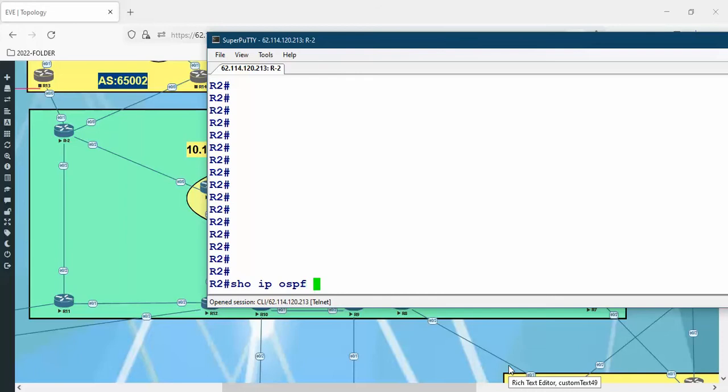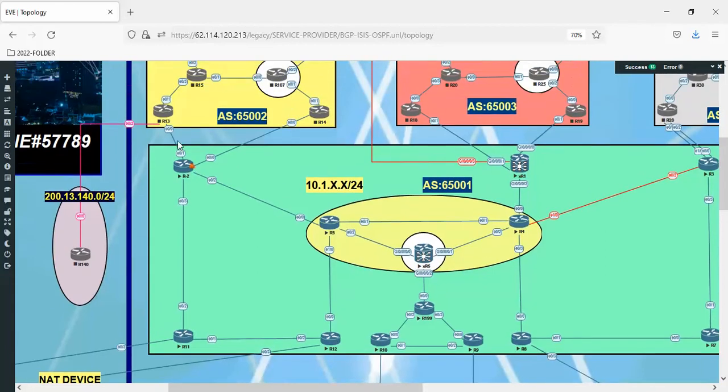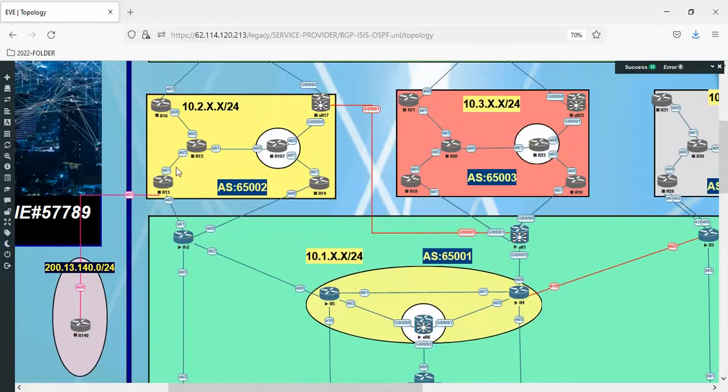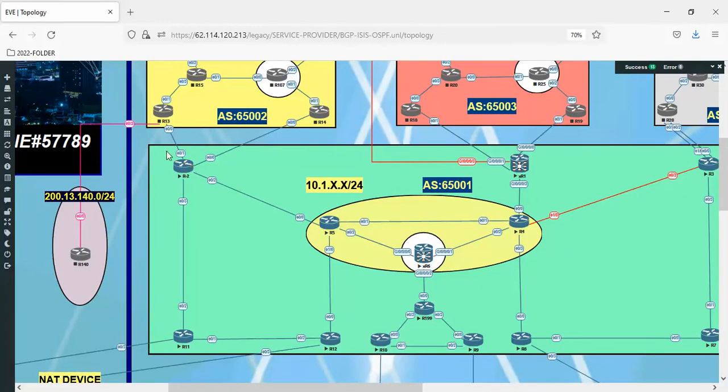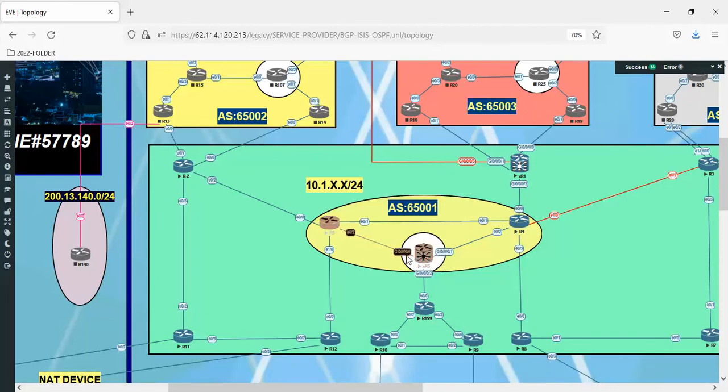Is router 2 representing the customer side, the CE? No, router 2 is not representing the customer side. Router 2 is representing the edge router of the service provider here. Oh, okay, so this is the PE. Yes, this is the PE. So the green cloud, including the yellow one, this is the service provider. Yes, this is the service provider. Because this is your service provider, because you're going to put your hand over this network later on.